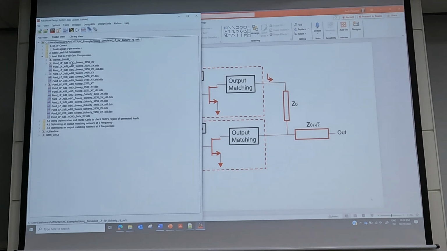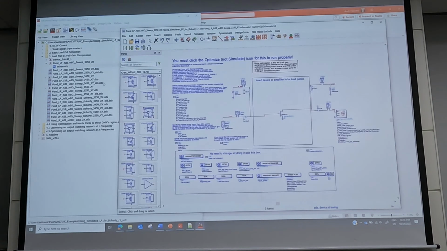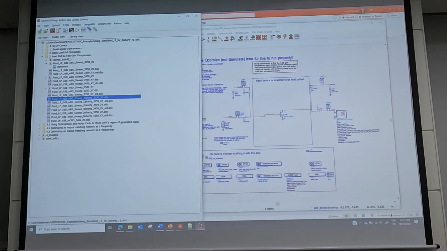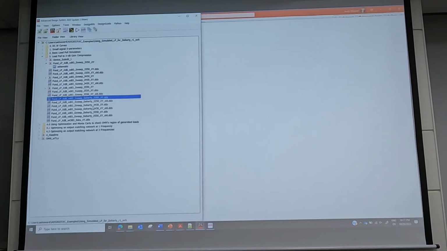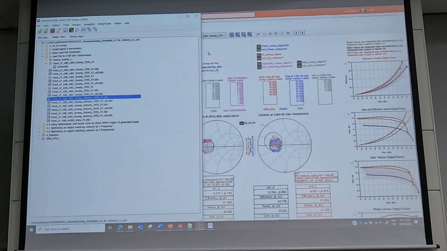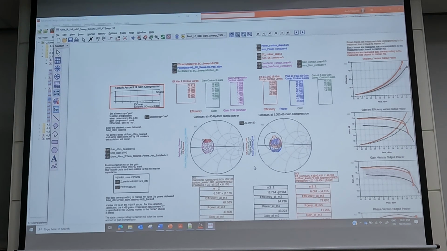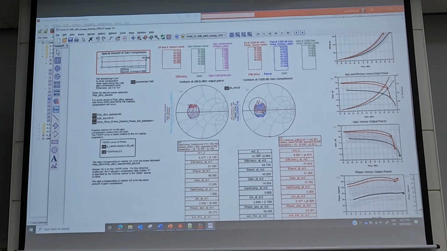So it has load pulls at 3 different frequencies, and then it looks at the results. Takes the results and, okay, I get these impedances, the Z mod and the Z opt impedances.